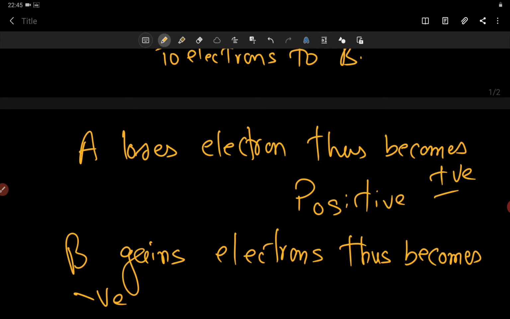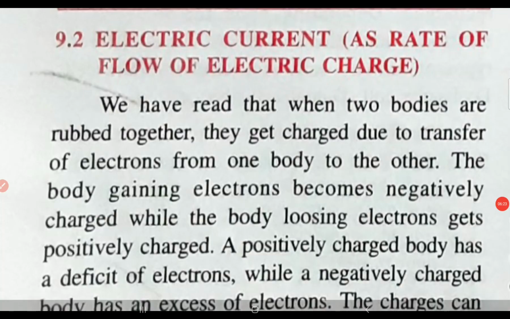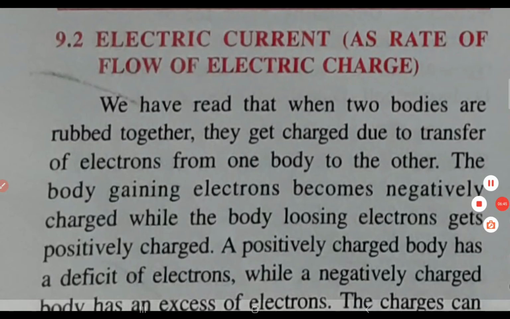So I hope you have understood till here. Let's go back to our book. Now from our understanding, a body gaining electrons becomes negatively charged while the body losing electrons becomes positively charged. A positively charged body has a deficiency of electrons because it has less number of electrons compared to the protons in it, while a negatively charged body should have an excess of electrons, right, because it has gained electrons.